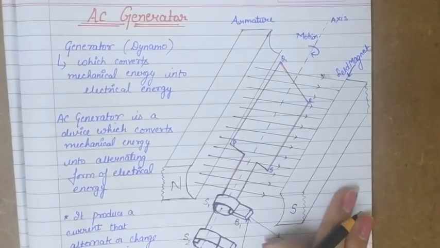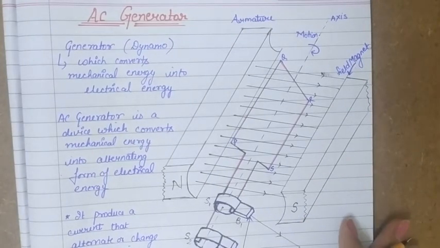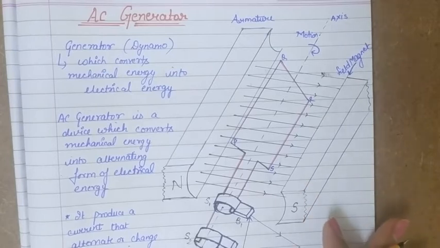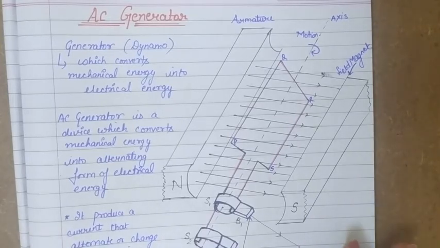So as you can see in the diagram, there are certain important parts which consist the AC generator. Let me start from the very first one, which is not appearing in this. So first one is the source of energy that is used for rotating the coil. That is the first essential thing.